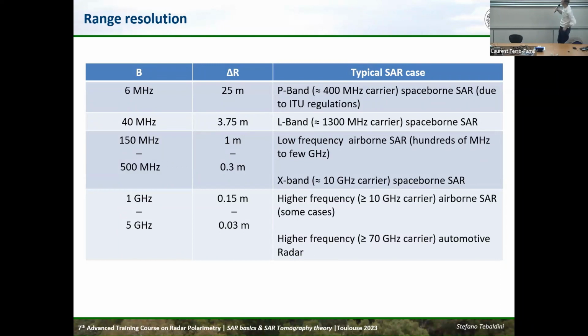So with 500 megahertz, you get to a resolution of 0.3 meters. If you go to very high frequency radars like automotive radars or military radars, then they can have a bandwidth of a few gigahertz, with which you can get a range resolution of a few centimeters. So this is just to give you some feeling about the numbers.